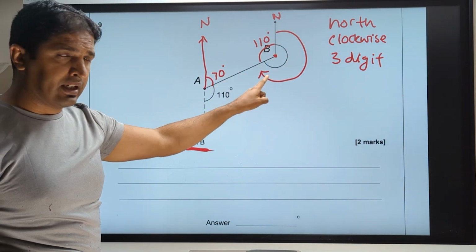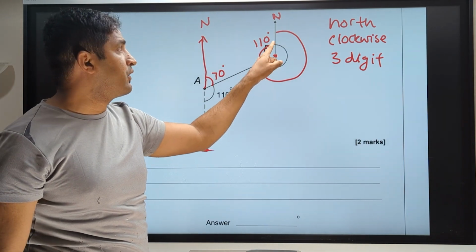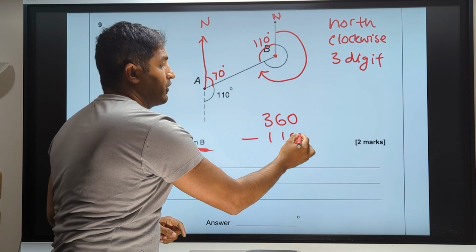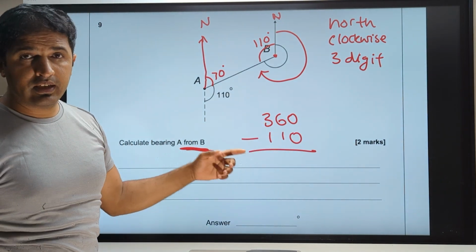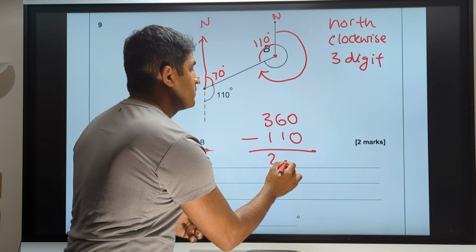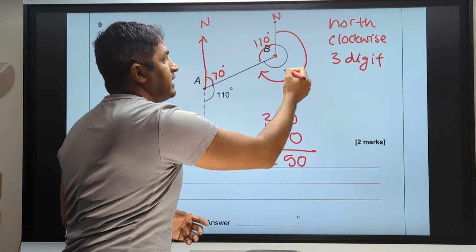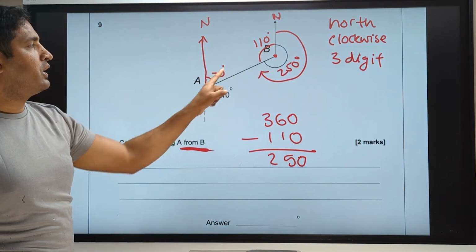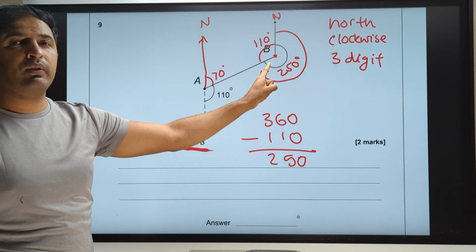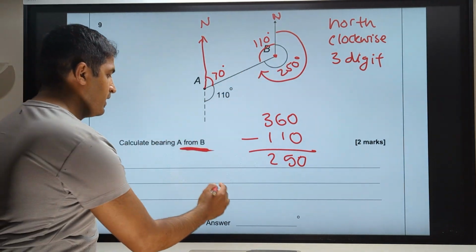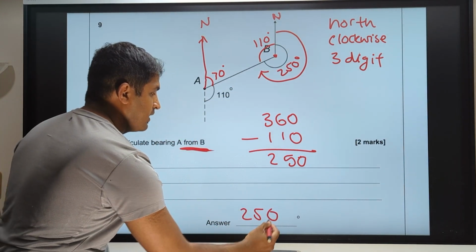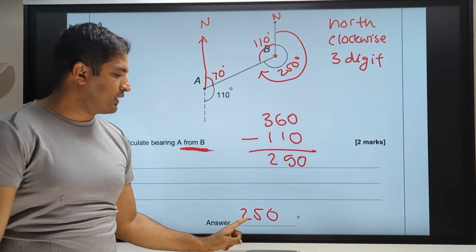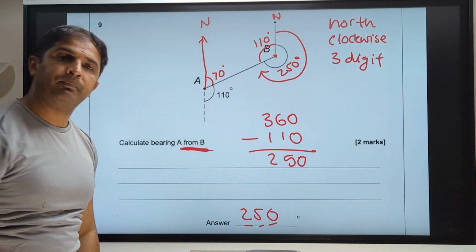So I know the angles at a point add up to 360 degrees, so we're doing 360 take away 110, which gives you 250. So this angle that we were looking for is 250 degrees. So from B to A, I need to travel at 250 degrees in a clockwise direction. So the bearing is 250 degrees. We measured it from the north line in a clockwise direction and wrote it down as 3 figures: 1, 2, and 3.